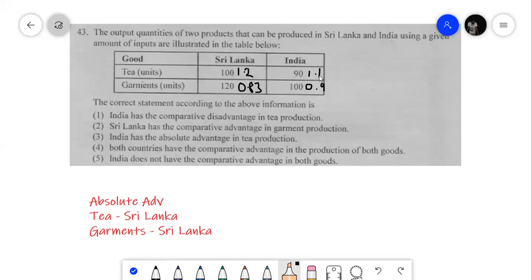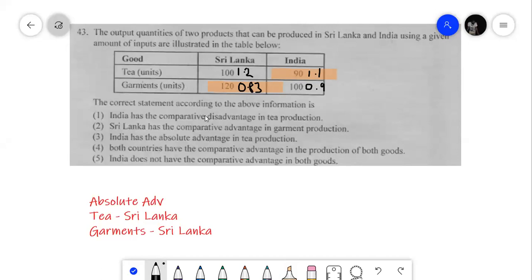Who has the comparative advantage? In other words, who has the lesser opportunity cost? So India for tea, right? India has the comparative advantage for tea. Garments: Sri Lanka has 0.83 and India has the higher one. Remember, if one country has it for one good, the other country will have it for the other good. Now, based on this, give me your answer.